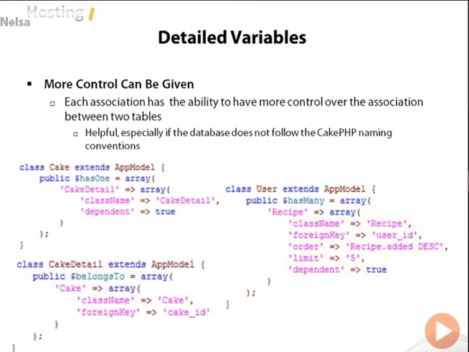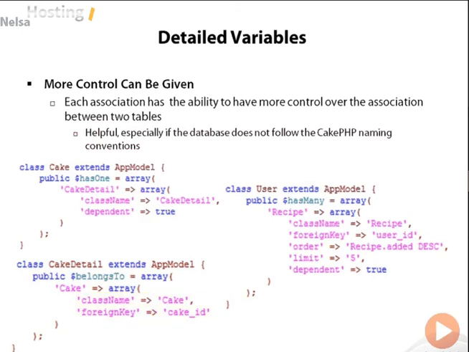And our last example is a belongs to. Again, this is in the child model, and it is referencing its parent model. So in this case, it's saying it belongs to, and the key of the array is set to cake, which is the model or parent model that is referencing the cake detail model. And that is set to an associated array with a key value pair.